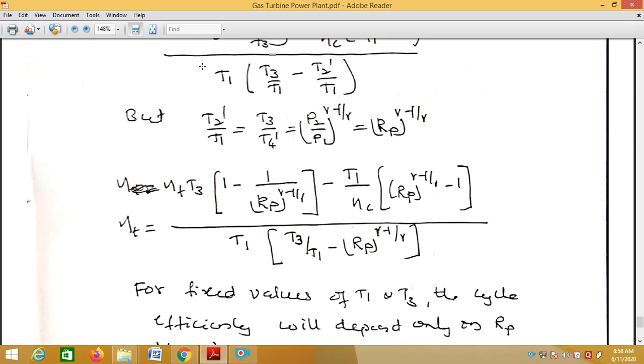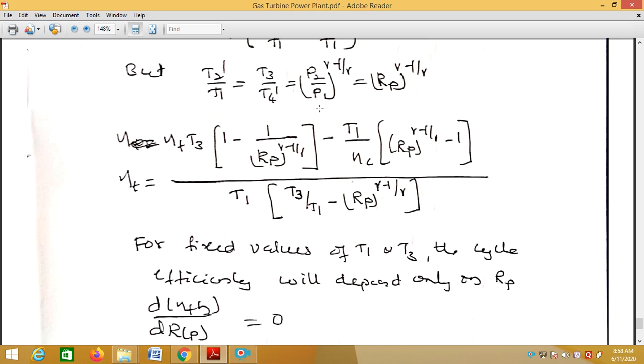Outside the bracket we get T1 (T3 by T1 minus T2 dash by T1). So we get eta thermal equal to eta T T3 into bracket 1 minus 1 by Rp raised to gamma minus 1 by gamma, minus T1 by eta C into bracket Rp raised to gamma minus 1 by gamma minus 1, whole divided by T1 (T3 by T1 minus Rp raised to gamma minus 1 by gamma). Again, this is the expression for the thermal efficiency considering the actual gas turbine cycle.